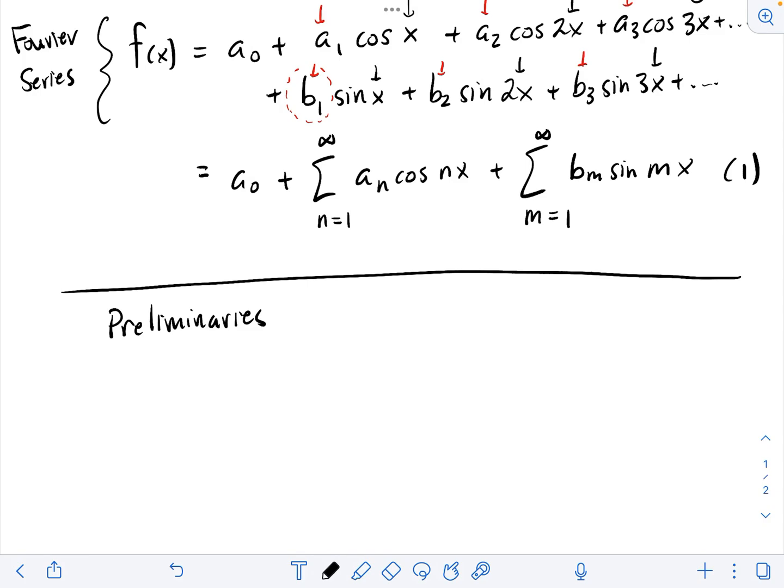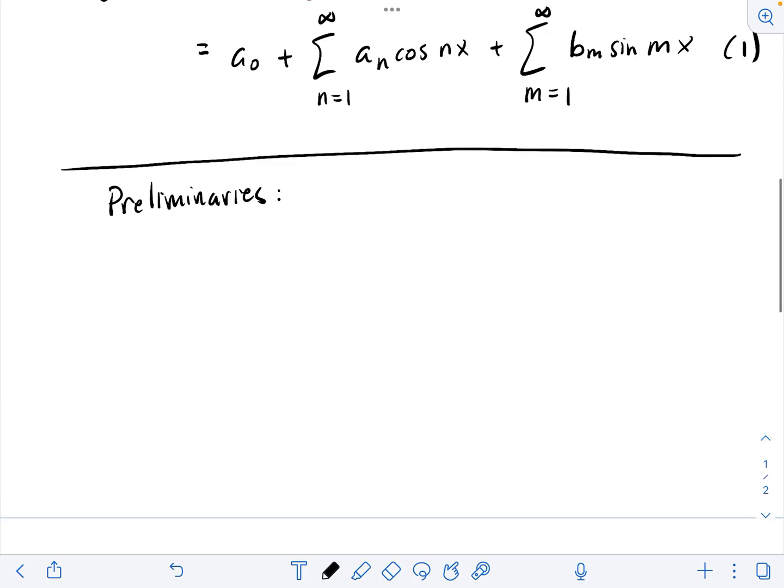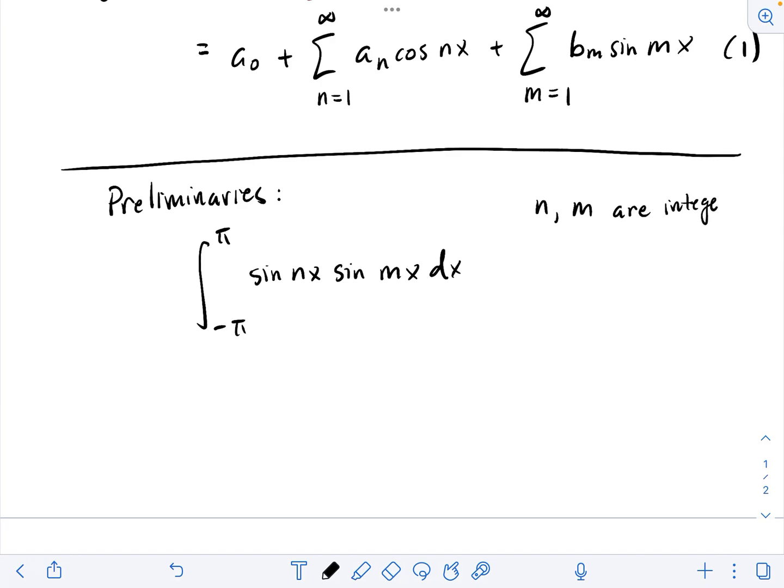It will turn out, as you'll see soon, that we'll have some integrals to evaluate. So there are some useful things for us to have in our back pocket before we tackle this problem. The first thing I want to consider is the integral from minus pi to plus pi of sine nx times sine mx. We'll assume that n and m are integers one or greater.